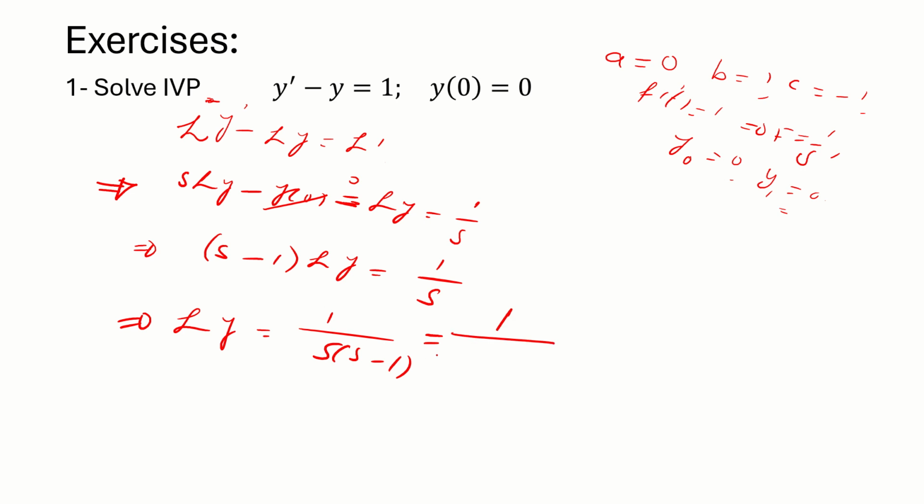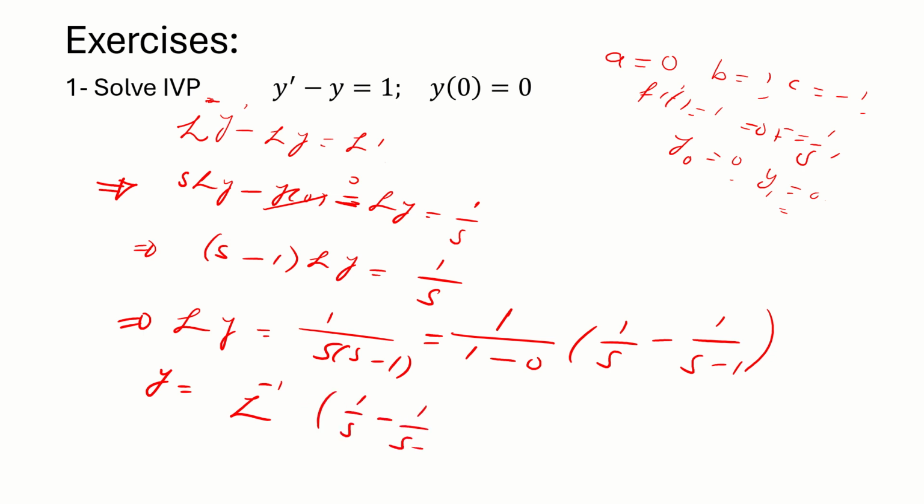You can use the partial fraction formula, 1 over b minus a. Here b is 1, so it's 1 minus 0, 1 over s minus 1 over s minus 1. Then we simply apply Laplace inverse because we want to find y, so Laplace inverse of 1 over s minus 1 over s minus 1. Using partial fractions is not necessary, it's up to you. So 1 minus e power t is the solution of this differential equation.